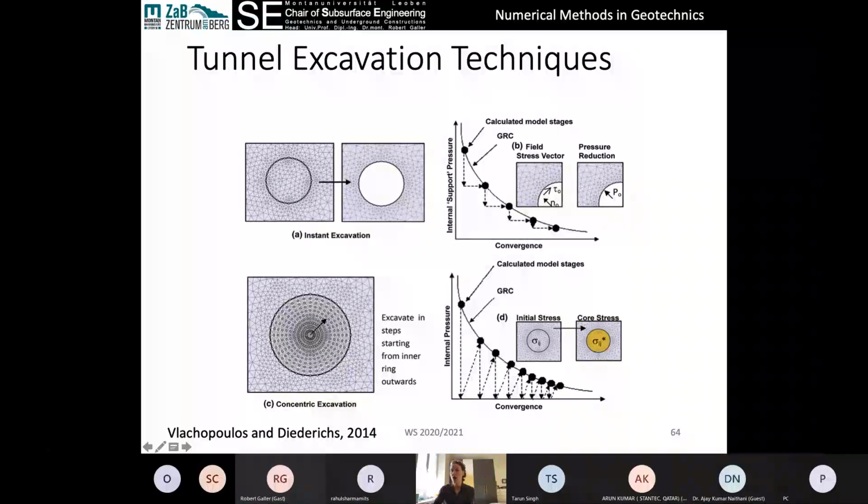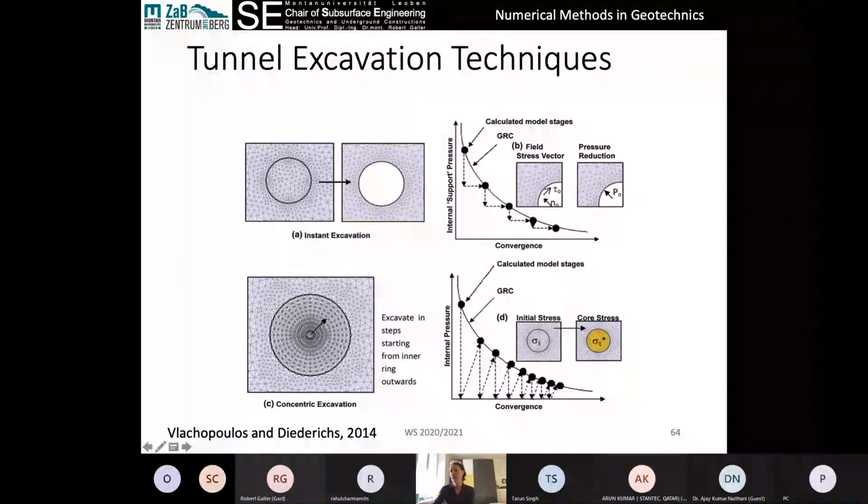The other common method is to use the core replacement method, which uses an initial condition where the material is filled, and with each individual step, a new material is put in there. And what is changed is that this material is changed to elastic. It's no longer plastic. It can't fail. It will only solve for elastic stresses. And the stiffness of this material is reduced in here. And we do that in a number of stages as well.